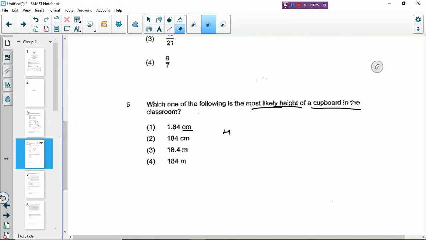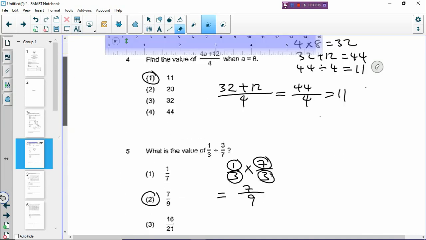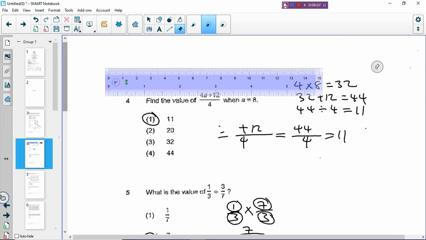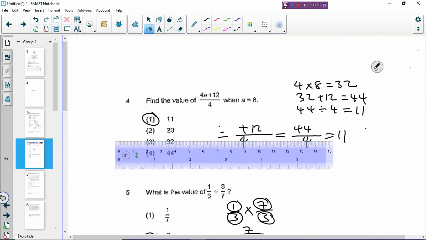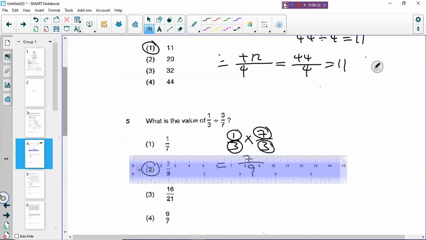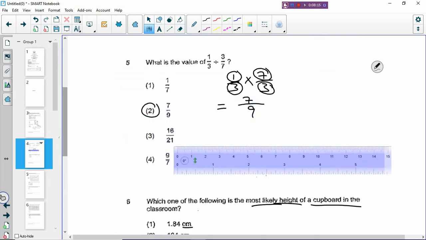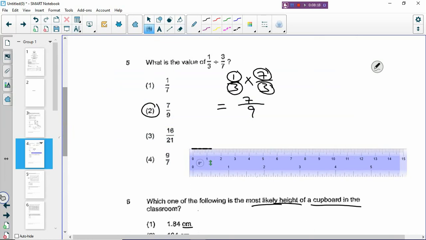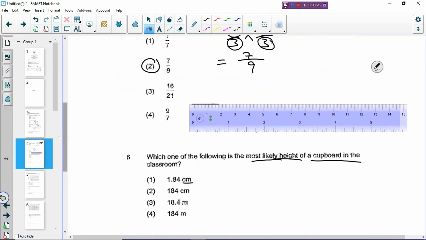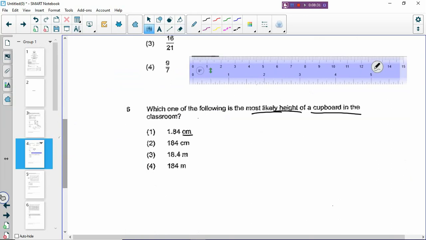Okay, how do I show you? Let me show you, 1.84 cm will be something like this. If you look at my ruler, 1.84 cm is from here until somewhere here. So it's definitely not the height of a cupboard. It's too short. And the next one is 184 cm. Now, what is 184 cm? If you have difficulty understanding that, you can change it to meters and centimeters, and that is about the height of an adult.